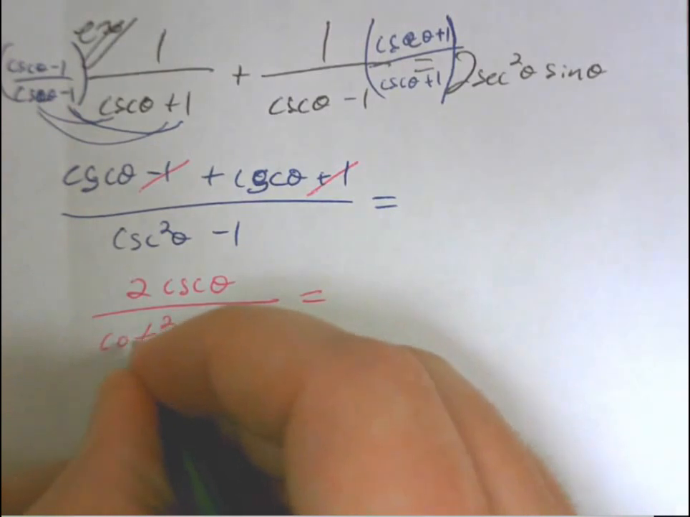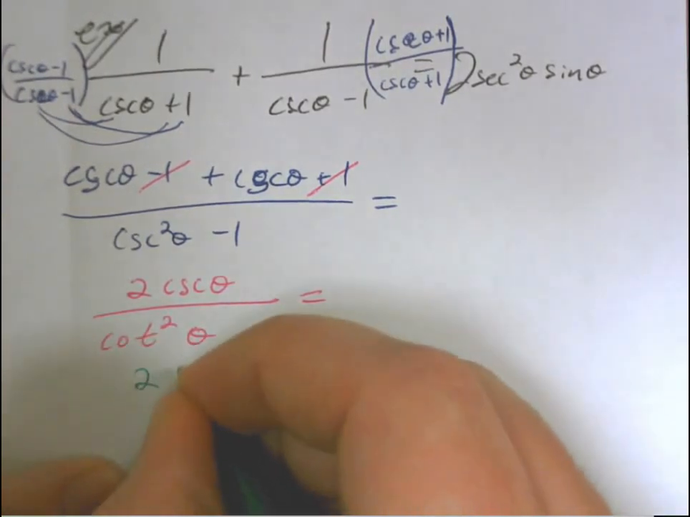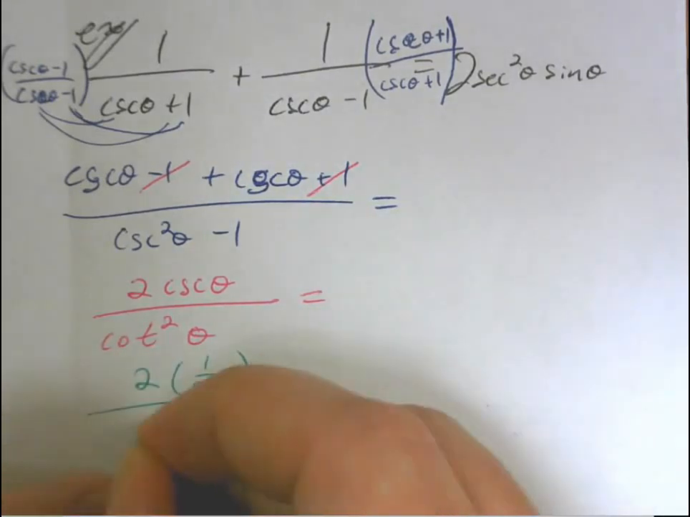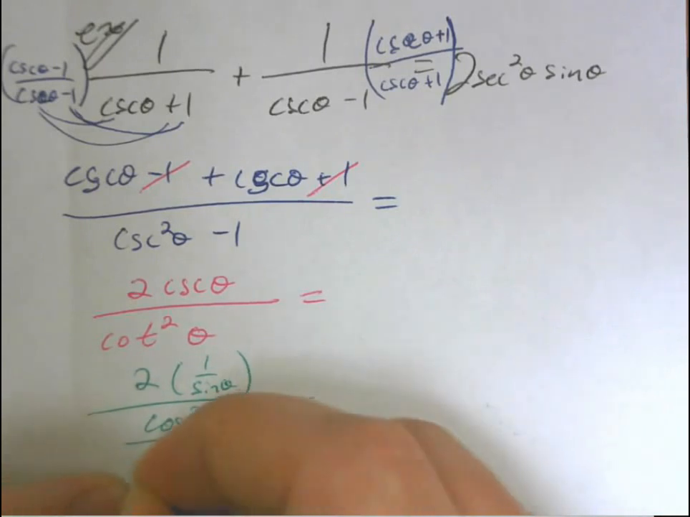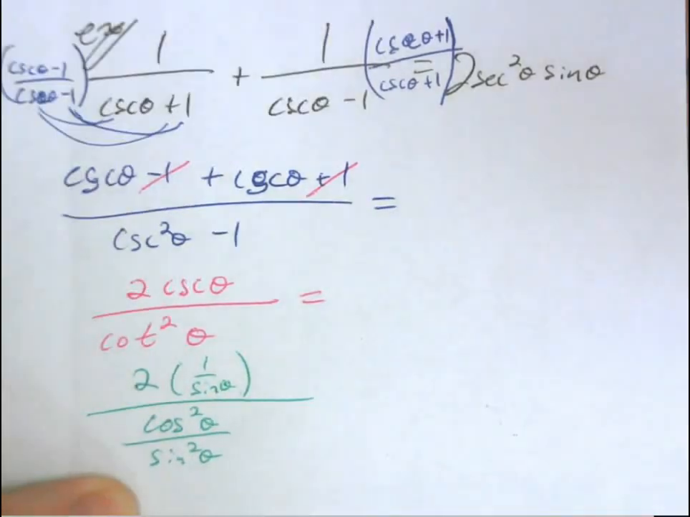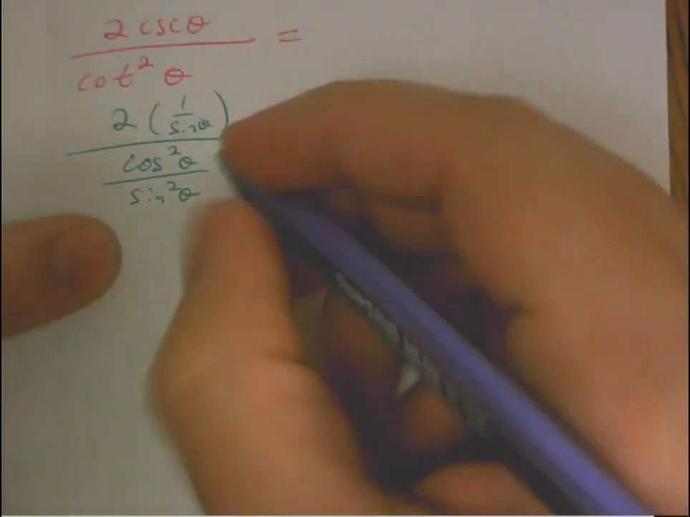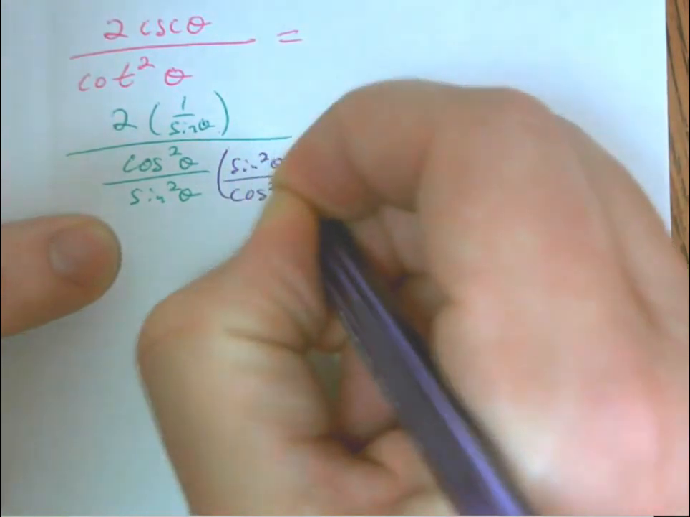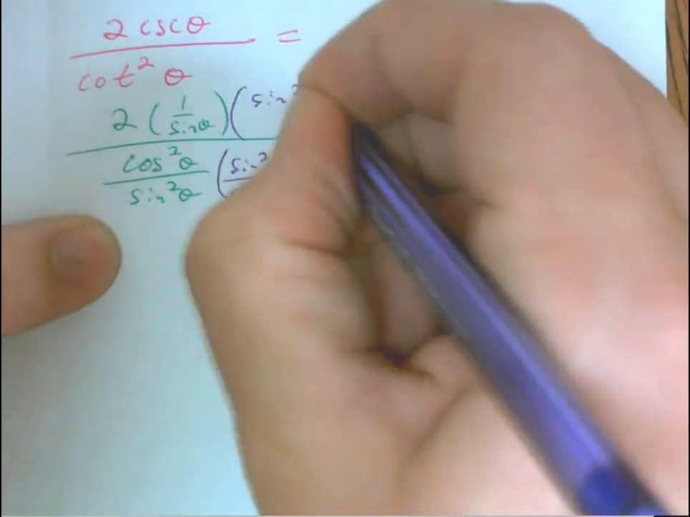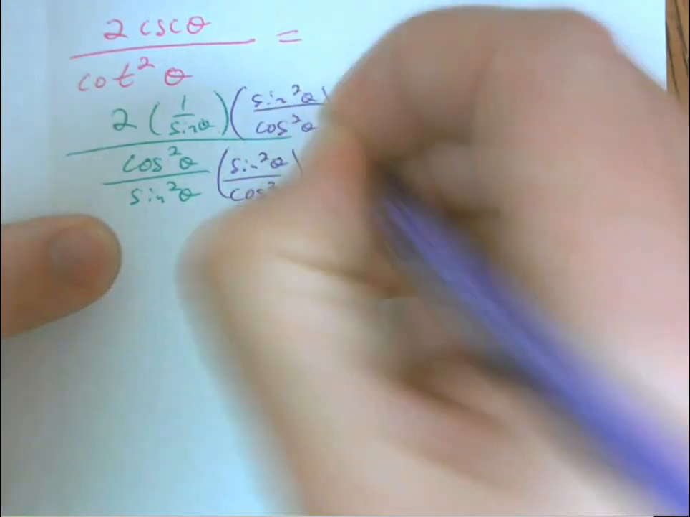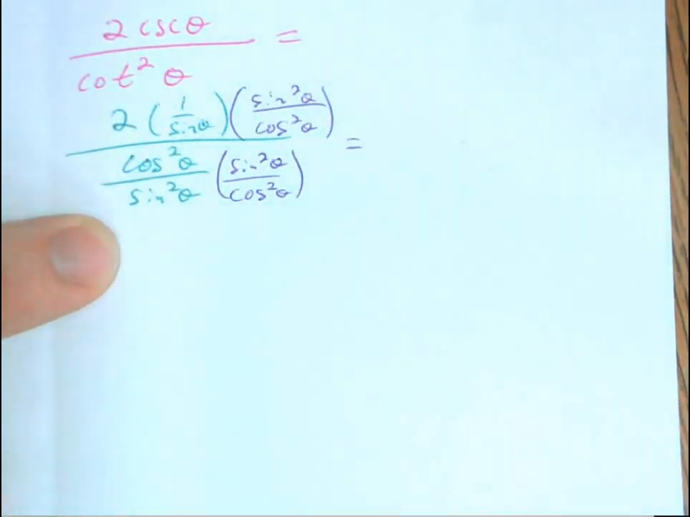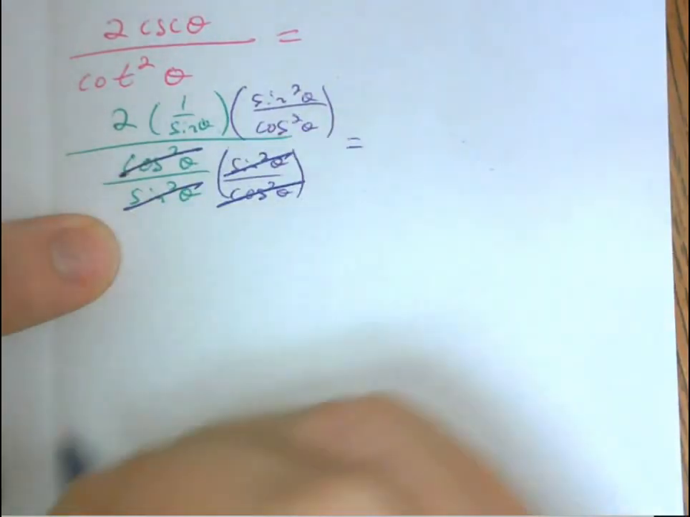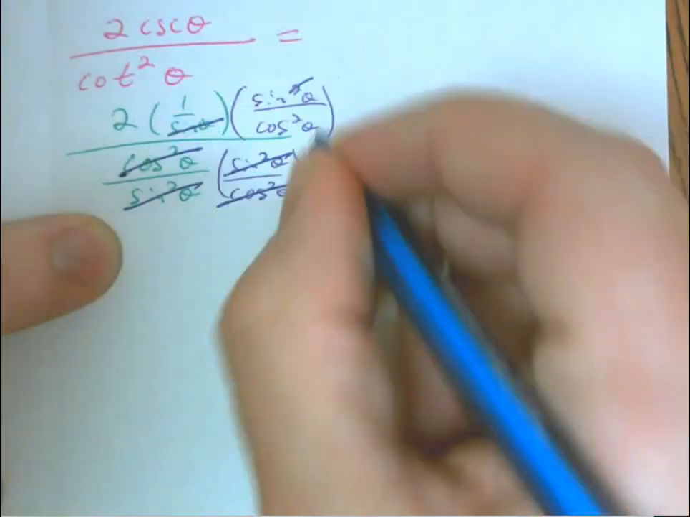Cotangent squared theta is the same thing as cosine squared over sine squared theta, so this is 2 times 1 over sine theta over cosine squared theta over sine squared theta. And if we are dividing fractions, you flip the bottom one and multiply. So this is sine squared over cosine squared. Cosine squared divided by cosine squared is 1. Sine squared divided by sine is 1 sine on top.